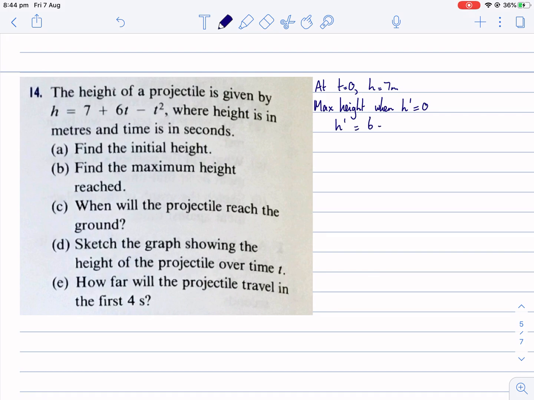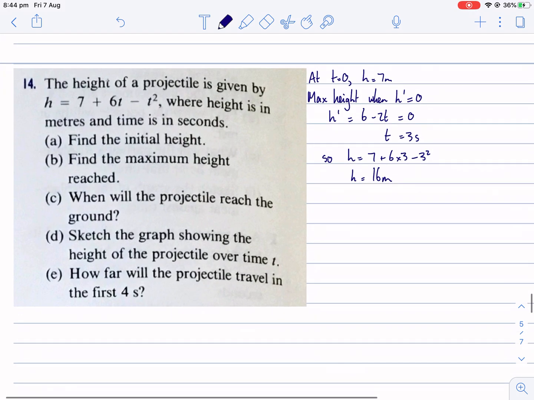So that's 6 take 2t. So t equals 3 seconds. So h equals 7 plus 6 times 3 take 3 squared, which is 16 meters.